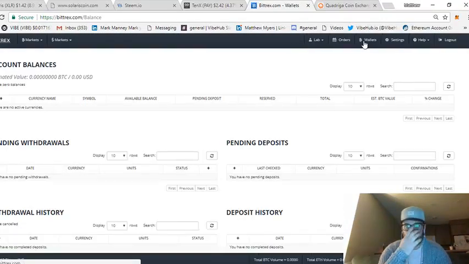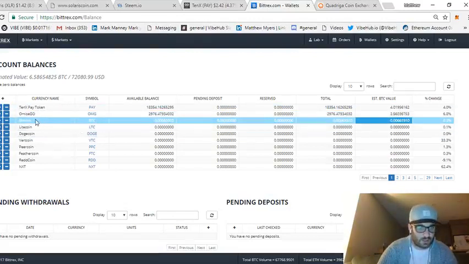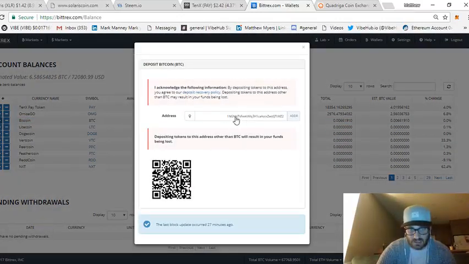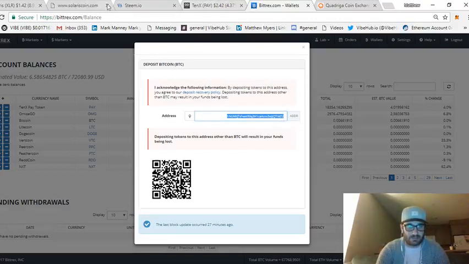You go to wallets. Every single exchange you work with, whether it be Bittrex, Bitfinex, Binance, there's tons of exchanges, will have a wallet. A wallet is how you're going to fund your account with Bitcoin. So you'll see Bitcoin here. You just click on this little plus sign. Plus sign means you want to fund. And then you'll see this. Think of this as your account's email address. You want to send something to this email address, so you'll copy and paste this.